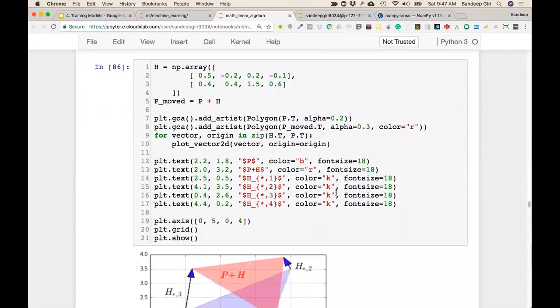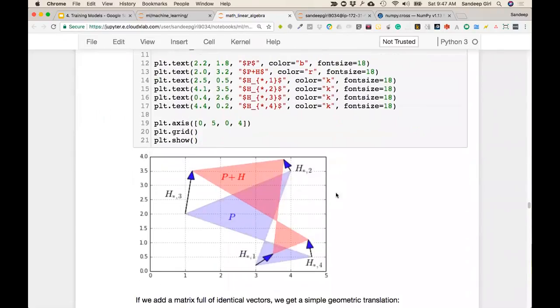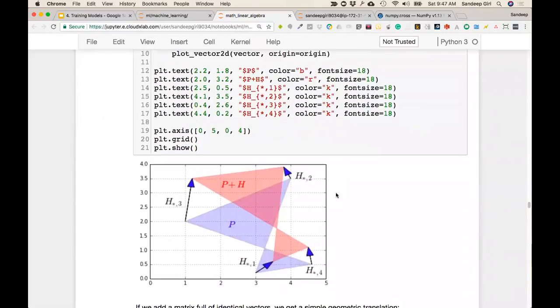Okay, let's take a look at what it means by adding two matrices. Let's say there was a second matrix that was represented as H. These are the various vectors that were represented as a separate matrix, and P was another matrix. So we have two matrices, H and P. What is H? H is a set of vectors, and P is a matrix represented like a shape.